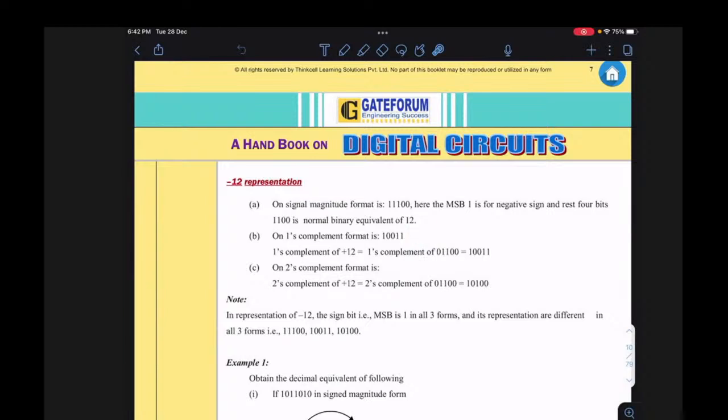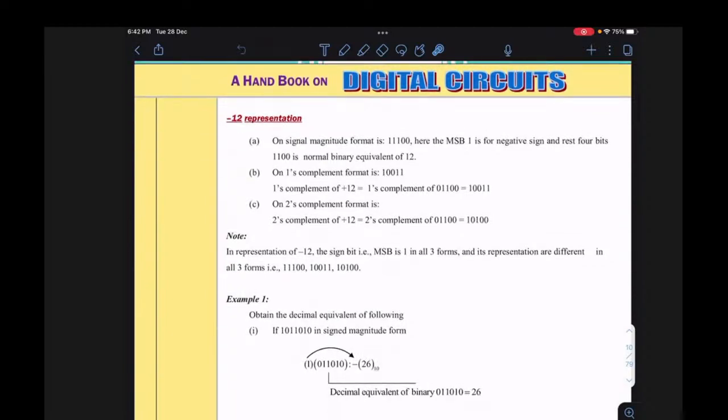Similarly, if I ask you for the 2's complement representation of minus 12, you have to take the 2's complement of plus 12. If you find the 2's complement of this, you are getting this. So in all these three formats, the sign bit is 1. For negative numbers, one common point is that the sign bit is the same, 1, in all three cases.